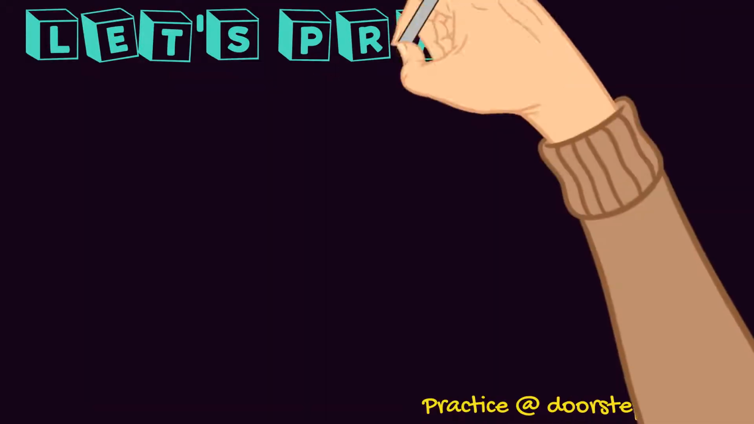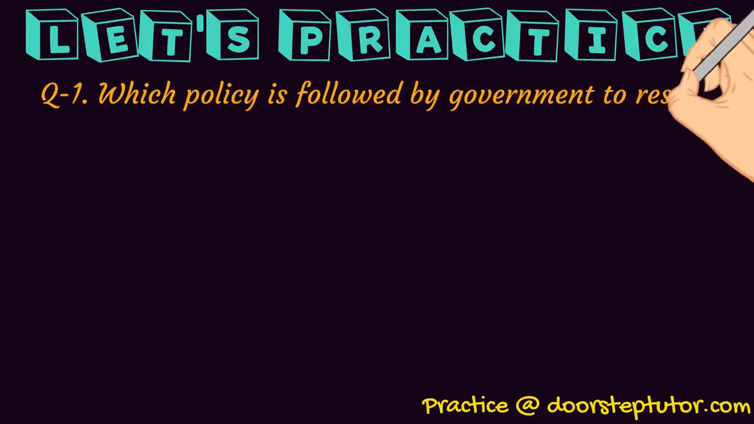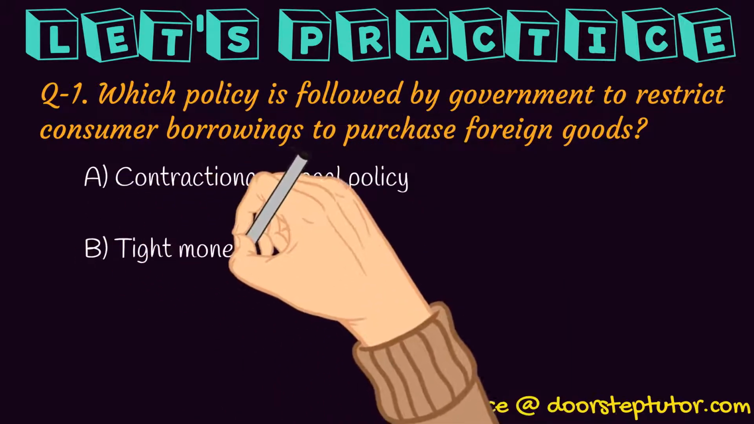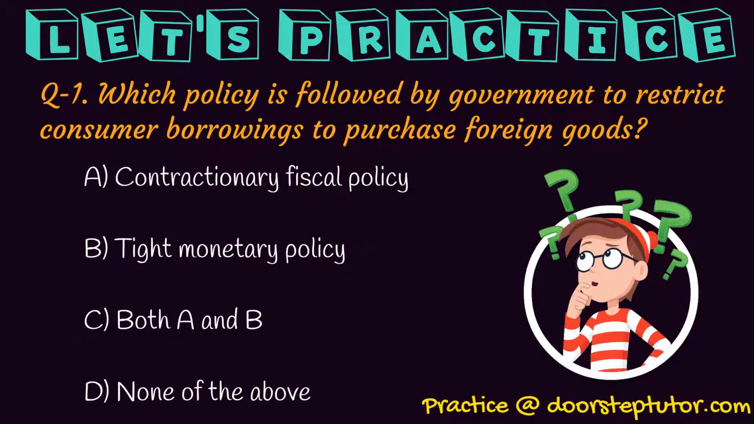And now let us practice some important questions. Which policy is followed by government to restrict customer borrowings to purchase foreign goods? Contractionary fiscal policy, tight monetary policy. See, in contractionary fiscal policy, the government increases the rate of interest in the economy, that is the repo rate or the reverse repo rate, and thereby the investors will have low power to borrow money, and that's why they will be spending less, okay? Then automatically foreign goods will be demanded less.